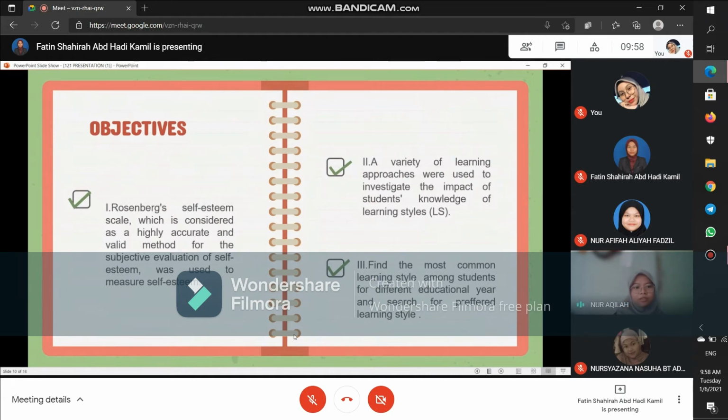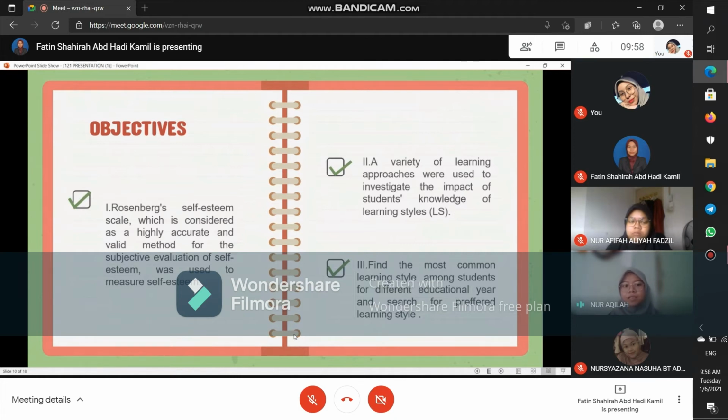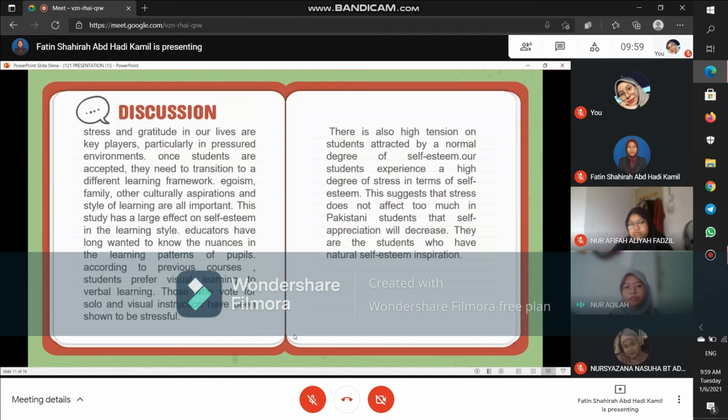For the third part, which is the objective. The first objective of this research, which is learning style and self-esteem, is that the Rosenberg self-esteem scale, which is considered a highly accurate and valid method for the subjective evaluation of self-esteem, was used to measure self-esteem. The second is that a variety of learning approaches were used to investigate the impact of students' knowledge of learning style. And the third is to find the most common learning style among students for different educational years and search for the preferred learning style, where they got three types of learning style. Okay, for the discussion, I will pass to Shazana.